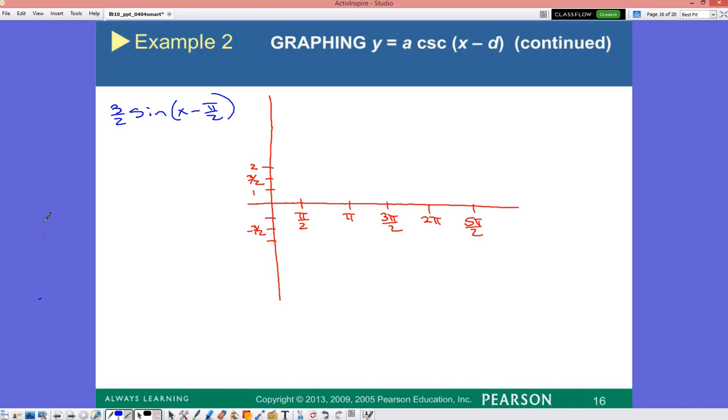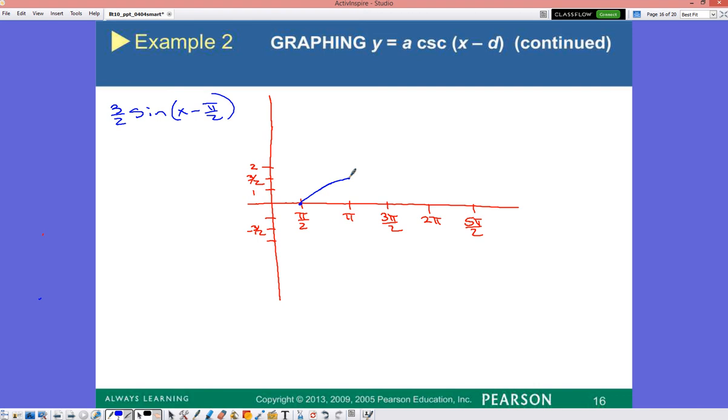Now, where does sine always start? At 0. Sine always starts at 0, right? So if my first increment is at pi over 2, that one's going to be right here at 0. Is it positive or negative? Positive, so it's going to go up to 3 over 2.